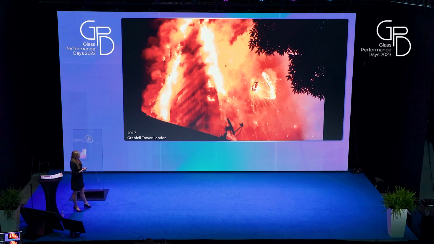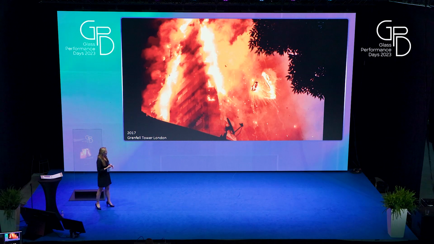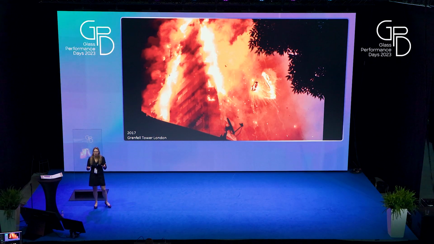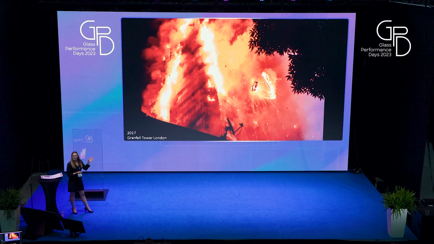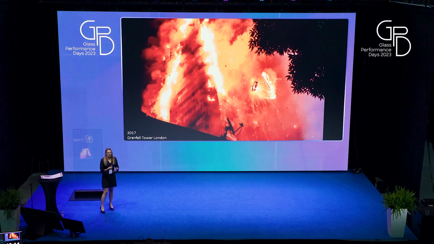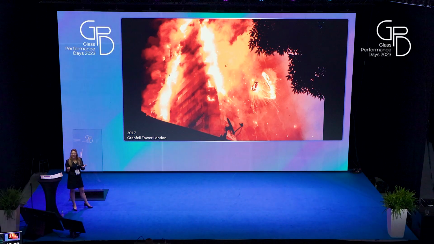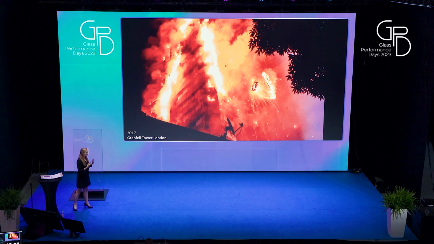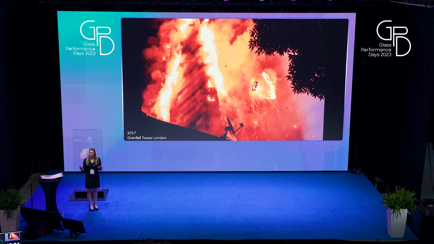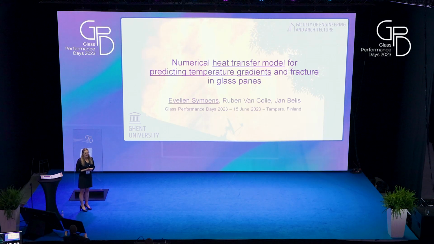But I wanted to open with this picture because this is a picture of the fire at the Grenfell Tower in London in 2017. And because of this unfortunate fire accident, assessing the fire performance of building materials really became a hot topic. And it's not only this example, there are also other ones, but this is a very well-known one. And they all really emphasize the need for safe building materials. So that is the main motivation behind the PhD project that I'm doing. And that's also one of the things that I will be discussing today.